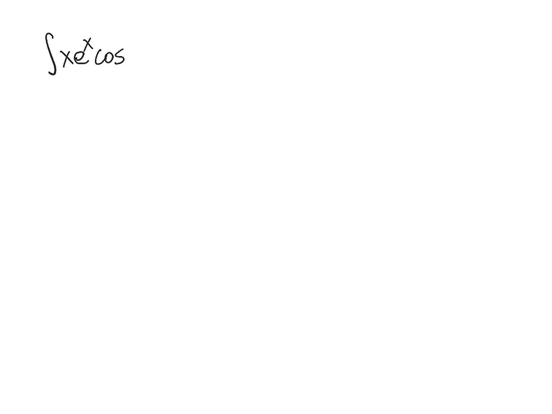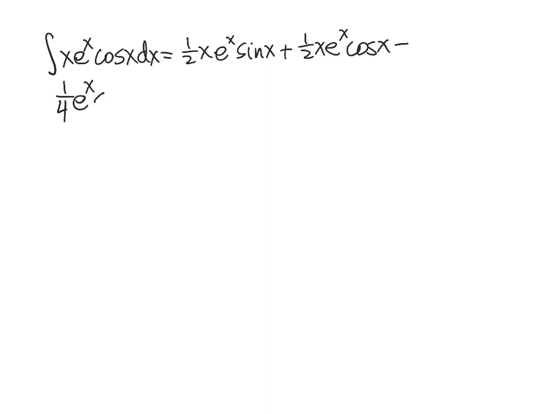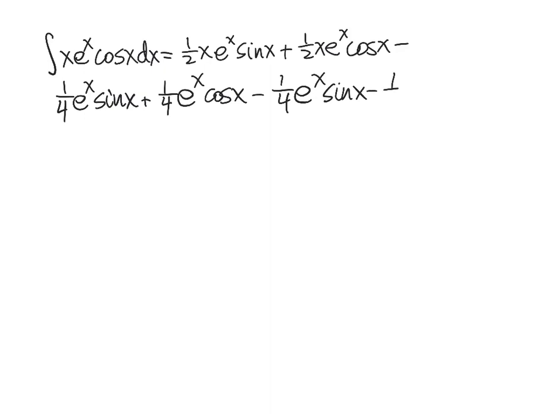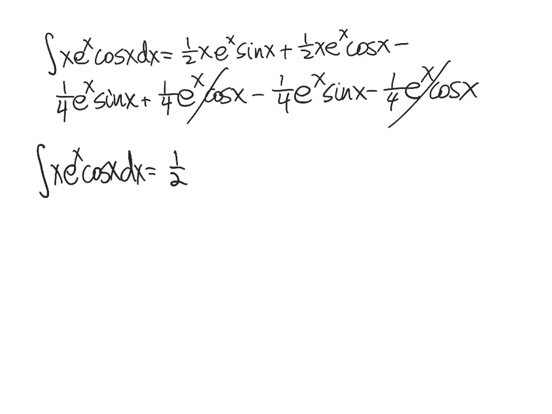So the integral of x e to the x cosine x is 1/2 x e to the x sine x plus 1/2 x e to the x cosine x, and then minus 1/4 e to the x sine x plus 1/4 e to the x cosine x minus 1/4 e to the x sine x, and minus 1/4 e to the x cosine x. You can see we have minus and plus 1/4 e to the x cosine x that can be canceled, and the other terms, minus 1/4 e to the x sine x minus 1/4 e to the x sine x, will be minus 1/2 e to the x sine x.